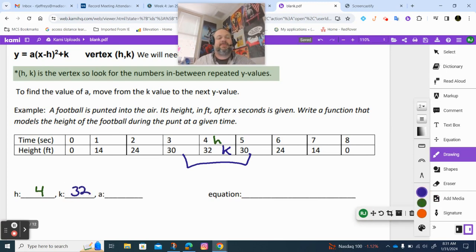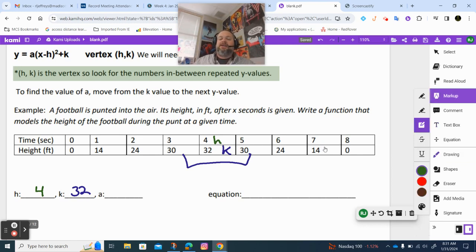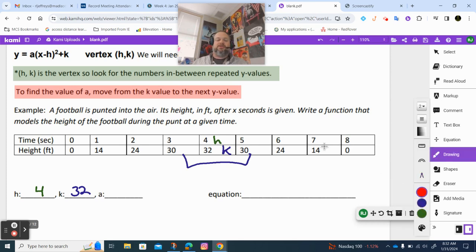Now, to find a, and a is the one thing that everybody's like, I don't know this. I answer more questions during the test on this section about how to find a. This is the best way I can say it. You move from k to the next value. It doesn't matter if you go right or left. If I'm at 32 and I go either direction, the next number is 30. What happened to go from 32 to 30? Minus 2. That's our a.